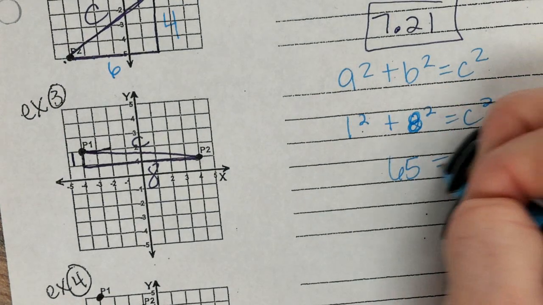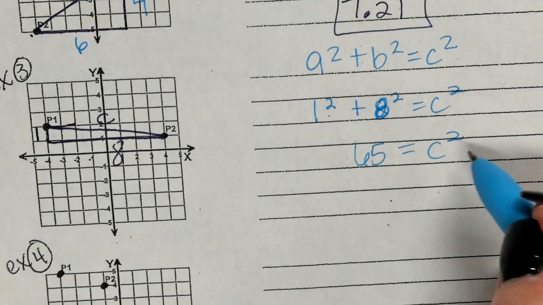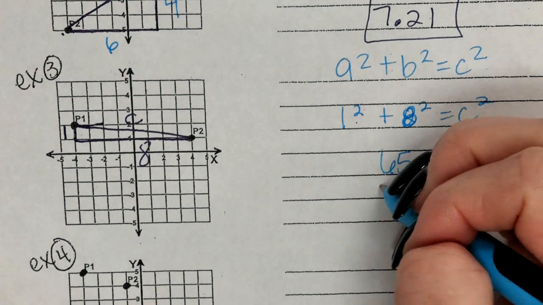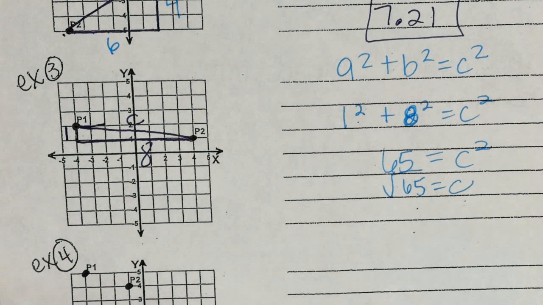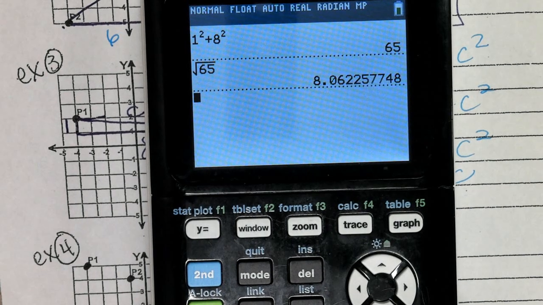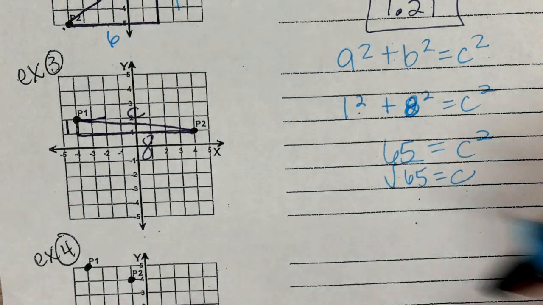Remember, that is not the answer, because that is the answer to the area of the square that would be attached over here. You have to square root your answer. So the square root of 65 is 8.06 if I round.